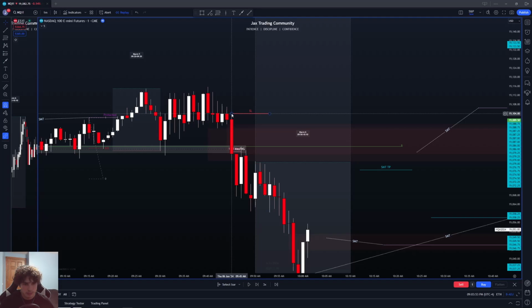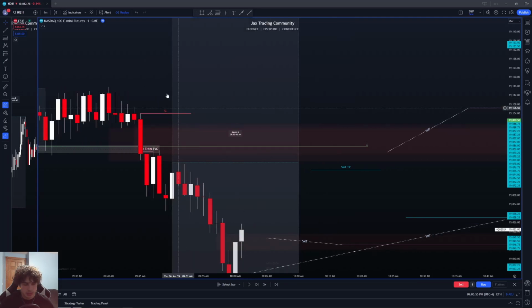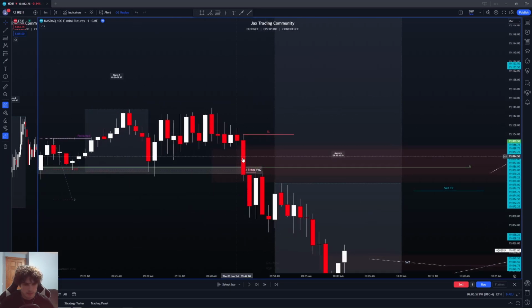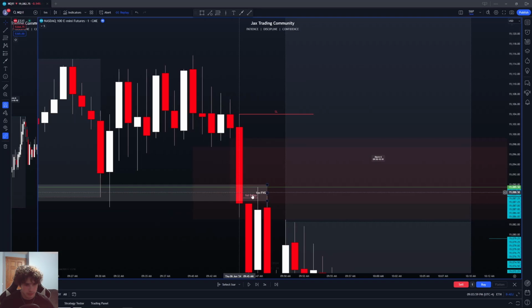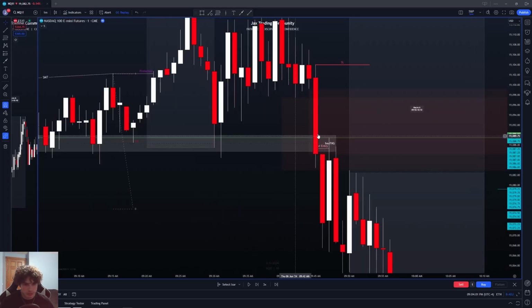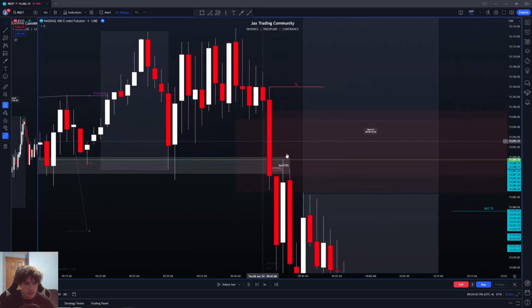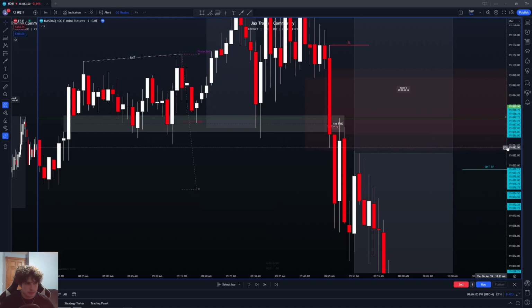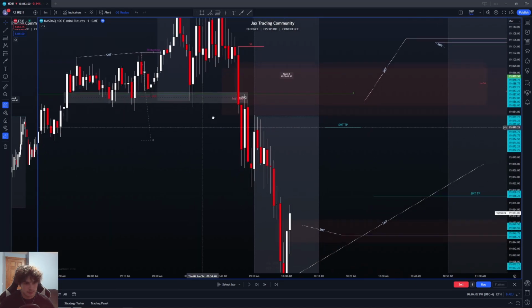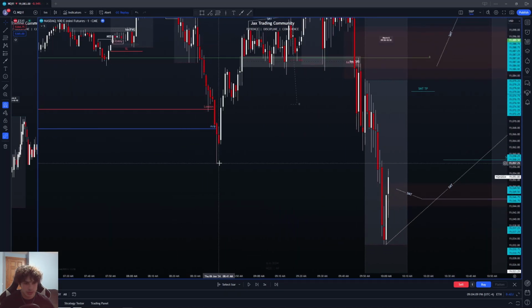So I probably would just avoid taking this trade, because we did respect off this 1 minute. This would be a little bit more difficult of a trade. So I would not take this one, but you can still see it does work out. We sell off, we take out this low right here.